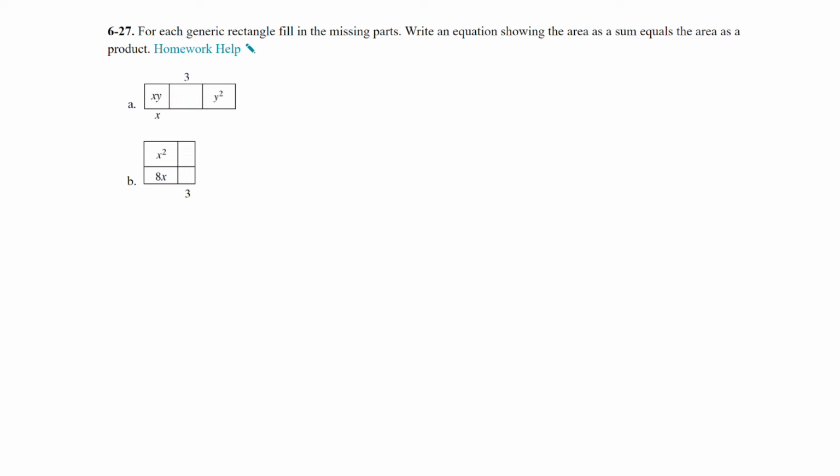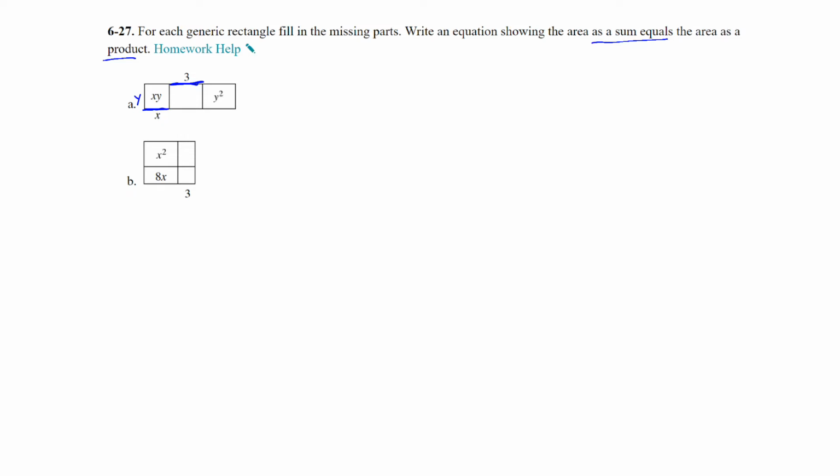27. For each generic rectangle, fill in the missing parts. Write an equation showing the area as a sum equal to the area as a product. So you're looking at part A here. We have xy as your first block. We don't know the second. And then the third one is y squared. But then we also have this length is x, and this length is 3. So if we know this length is x and we know the area is xy, what's the only way that you can multiply something times x to get xy? That would be if that was y. So y times x is xy.